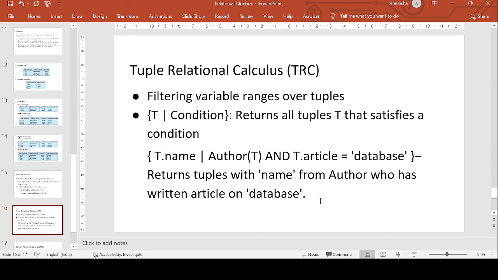In tuple relational calculus, the filtering variable ranges over tuples. If you consider T with a condition, it returns all tuples T that satisfy the condition. For example, T.name such that author(T) and T.article equals database. It will return tuples with names from author who has written an article on database.